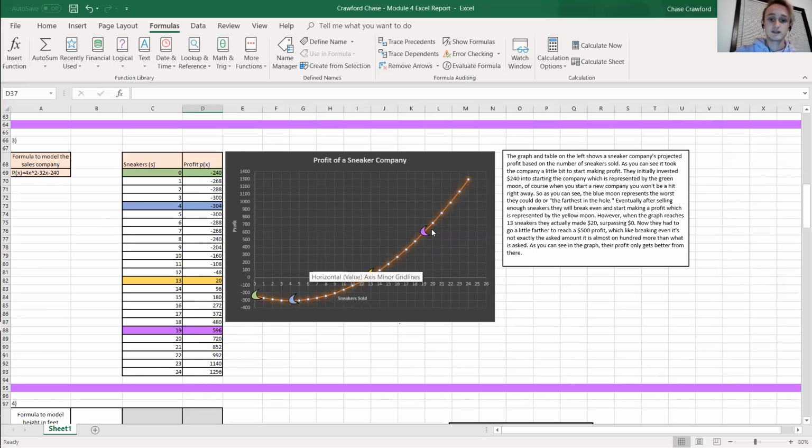But as you can see on the graph, it just keeps getting better and better for the company, and they keep making more and more of a profit, which is good, because that's what you want to do when you start a company. You don't want it to just take forever to reach a higher and higher profit margin.